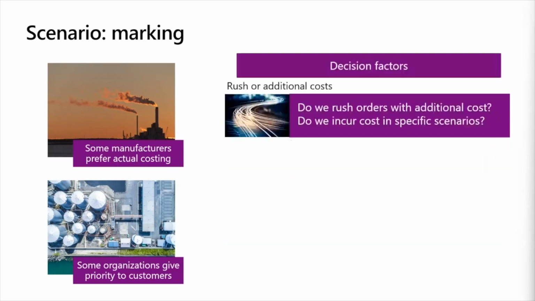If your organization has special situations where you rush an order or have certain scenarios that have additional cost, like special packaging or handling, or even kitting and bundling, for example, you'll need to consider if the additional cost incurred through manufacturing or handling, for example, should be reflected in the cost of your issue.